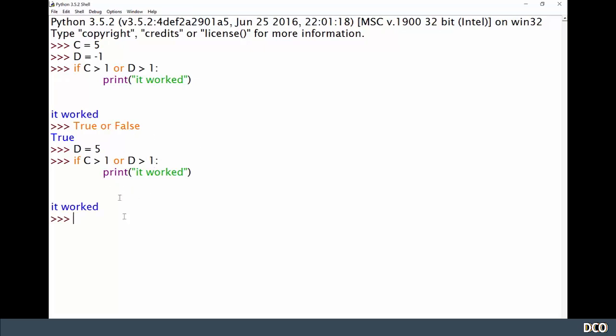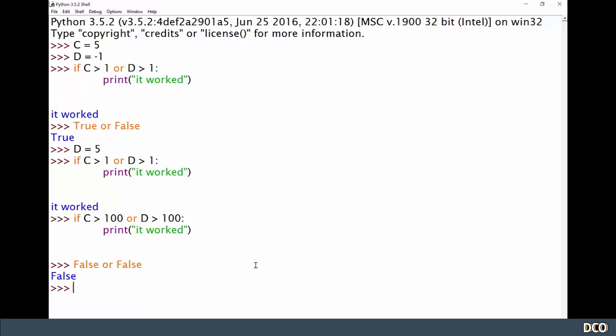The only way that this will fail is if both are false. So if I said: if C is greater than 100 or D is greater than 100, print it worked. That's not going to work, right? Because C is 5, and 5 isn't greater than 100, so you get false. And D is 5, and 5 isn't greater than 100, so you get false. False or false is false. Okay, so that's how the OR operation works.